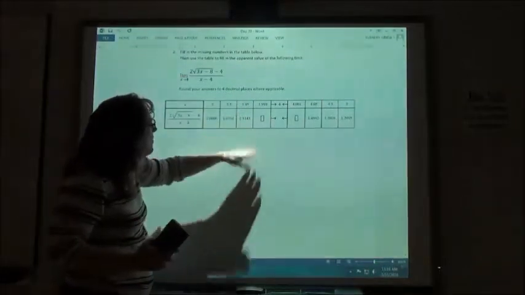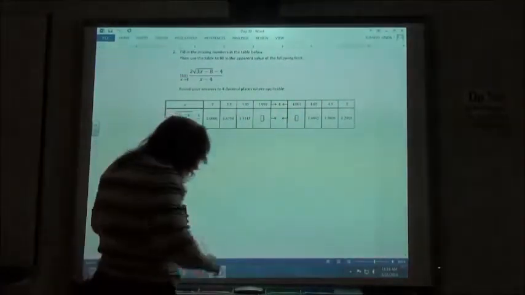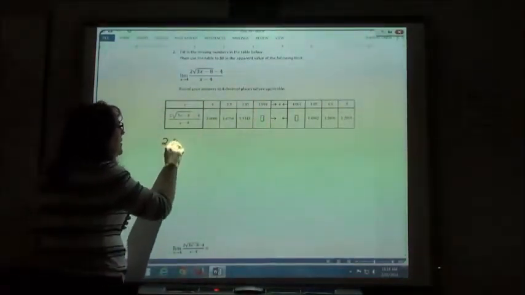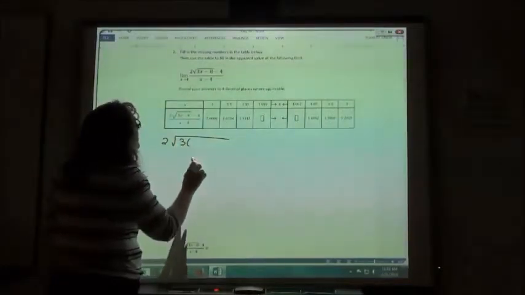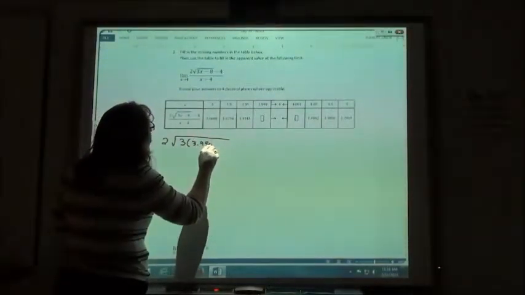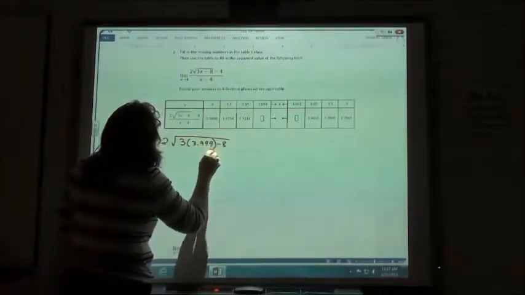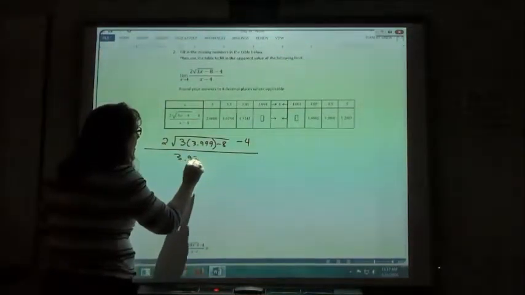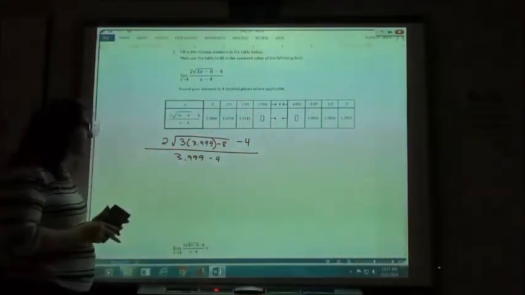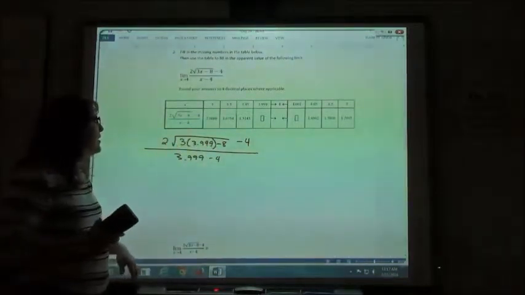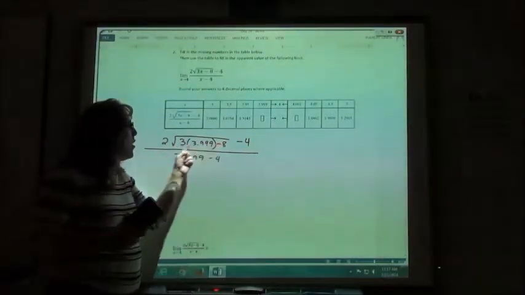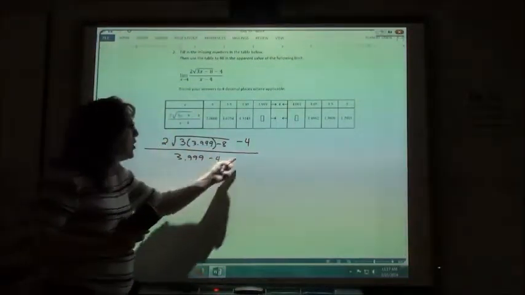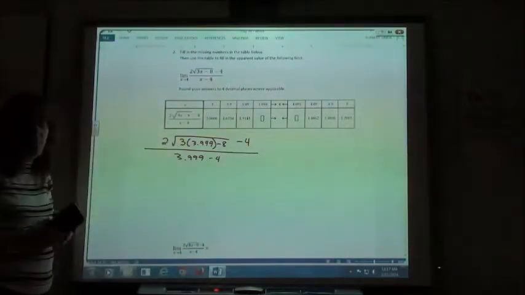They've calculated some of them. They give us a couple that they want us to calculate, and so we're going to plug 3.999 in for our x's. So 2 times the square root of 3 times 3.999 minus 8, minus 4 over 3.999 minus 4. Now in this one you want to be careful when you put this into your calculator. I would do this part under the square root first, take the square root of your answer, times that by 2, then minus the 4.